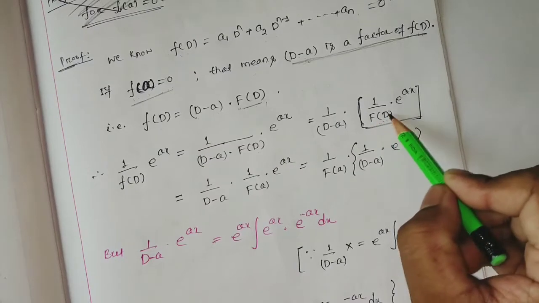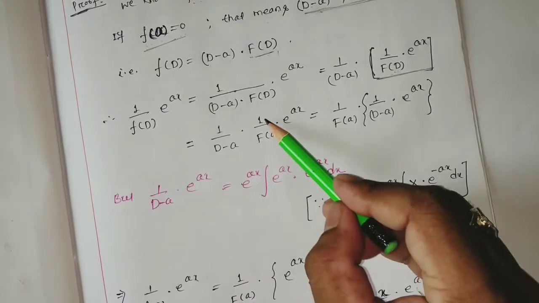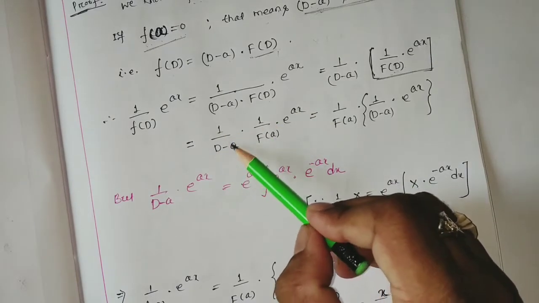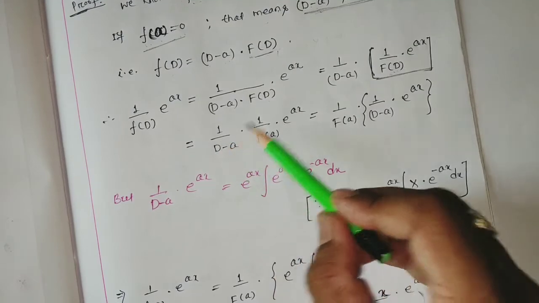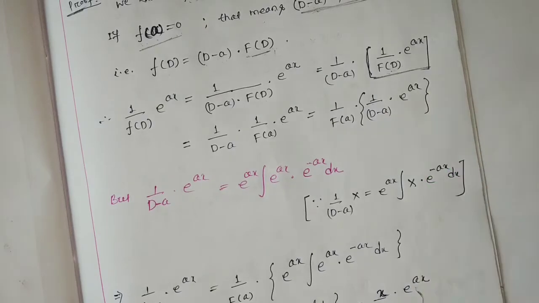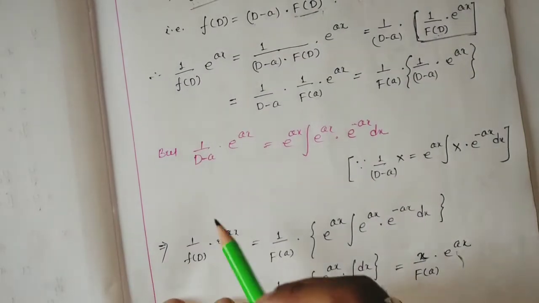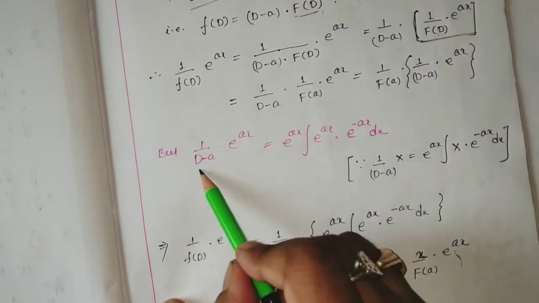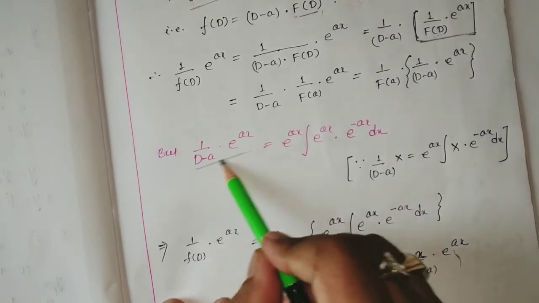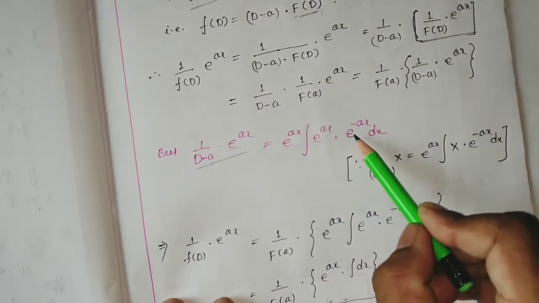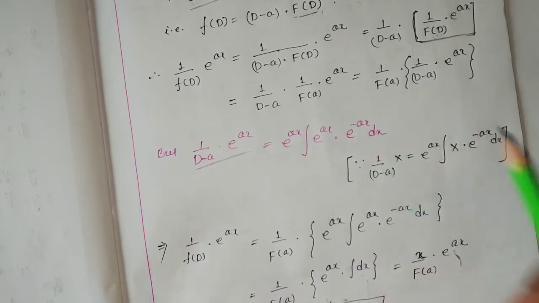Okay, so 1 by F of a e to the power x, and 1 by D minus a, as such I have written over here. So 1 by F of a will be a constant taken outside, 1 by D minus a into e to the power x. Then what we are going to do? Here you can see that 1 by D minus a e to the power x equals e to the power ax times the integration of e to the power x into e to the power minus ax dx, right?